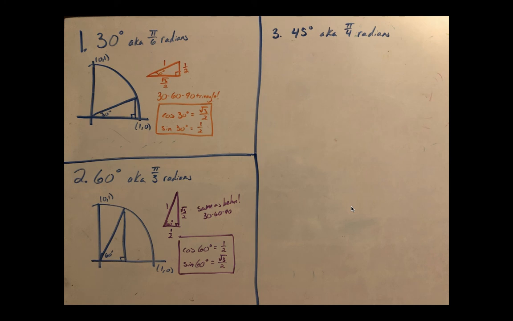And finally, we're going to be talking about 45 degrees, which if you're working in radians is pi over 4.